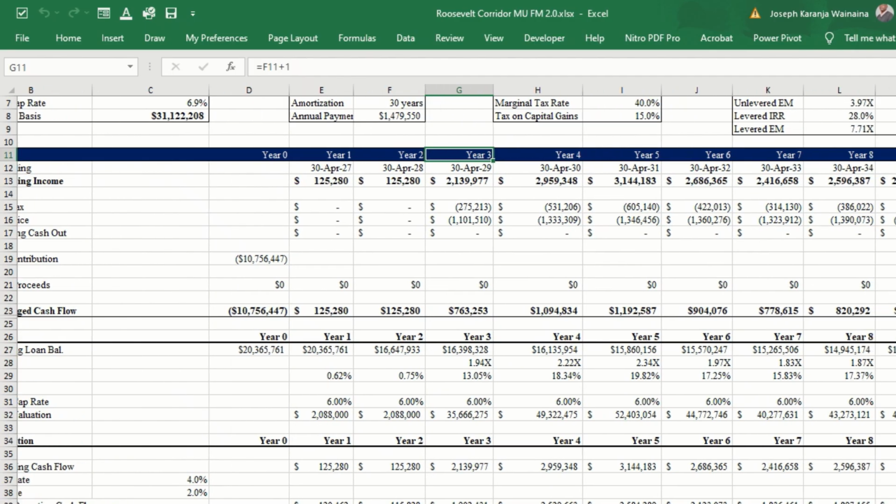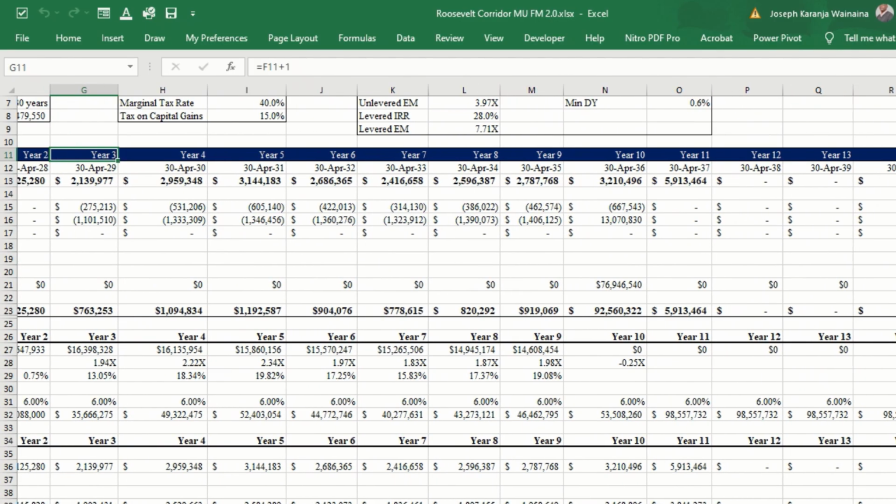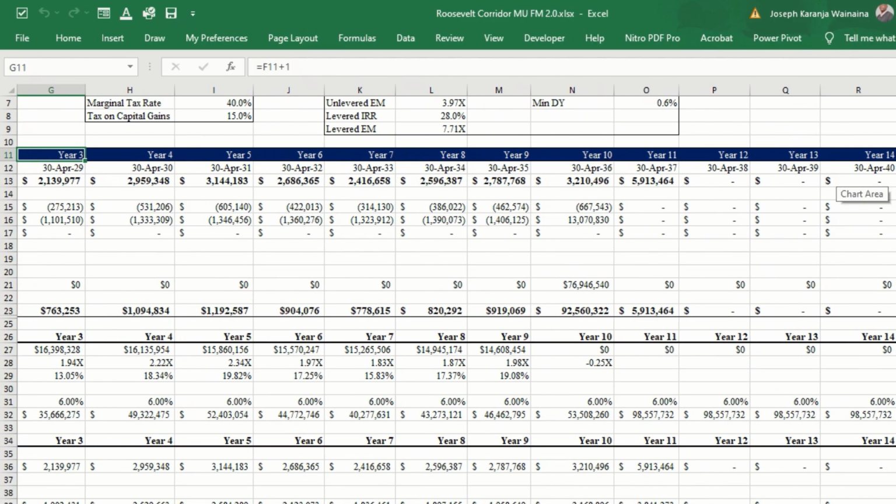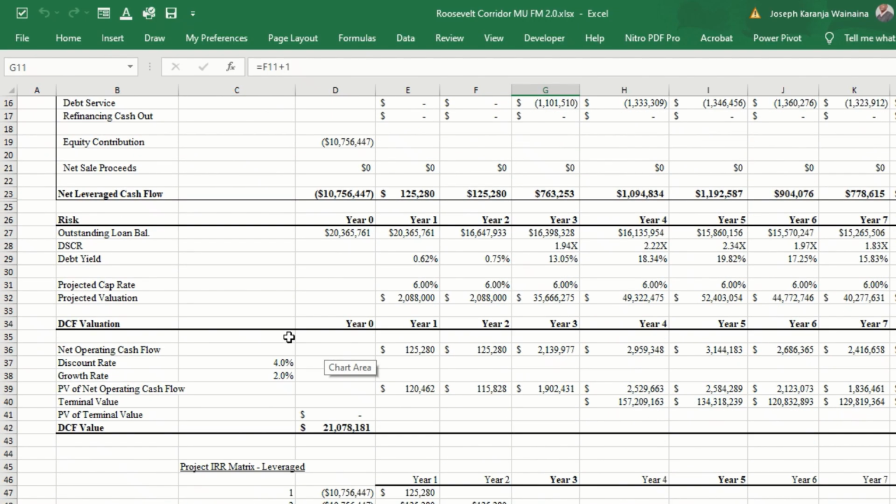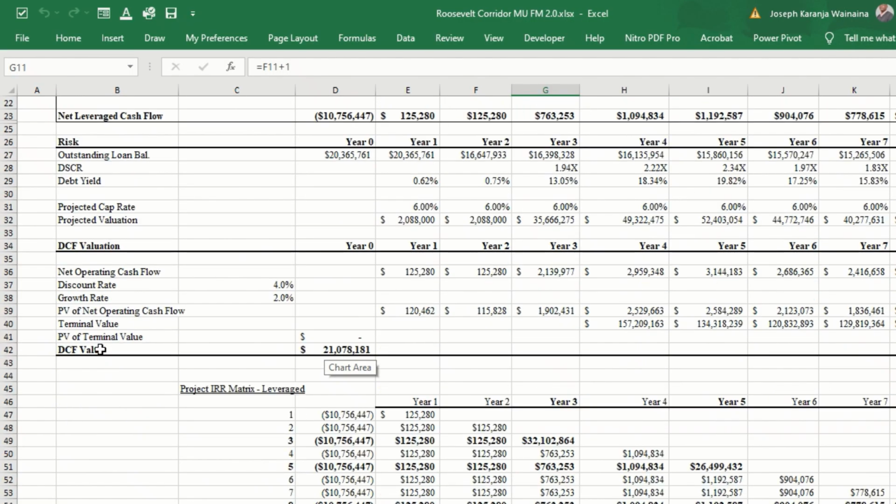You can see there, all the way up to year 15. So this one goes up to year 15. The template goes up to year 16, but we have cash flows going up to year 10 for this project, and these are the terminal cash flows. We also have the risk, and a DCF valuation indicated here.